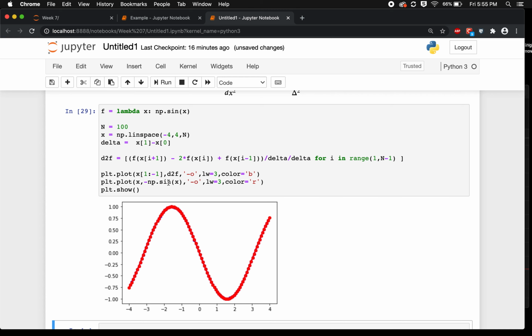And once we can calculate derivatives, we can start thinking about solving boundary value problems. I'm going to continue that in the next video. This is just the overview of finite differences.